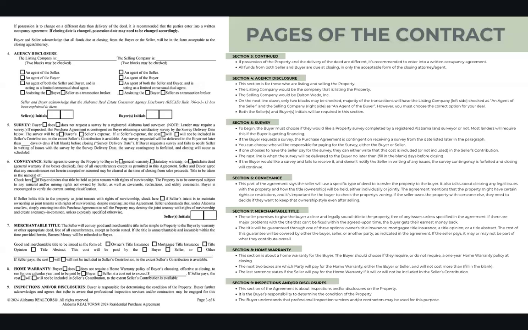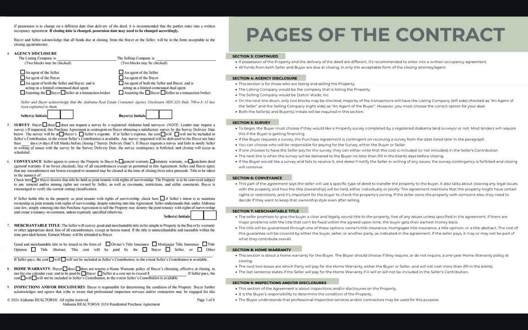If the seller pays for the survey, they can either write that the cost is included or not included in the seller's contribution. And then you need to write out when the survey will be delivered to the buyer. So it'll be no later than blank days before closing. And if the buyer would like a survey and fails to receive it and doesn't notify the seller, the survey contingency is forfeited. Section 6 is conveyance.